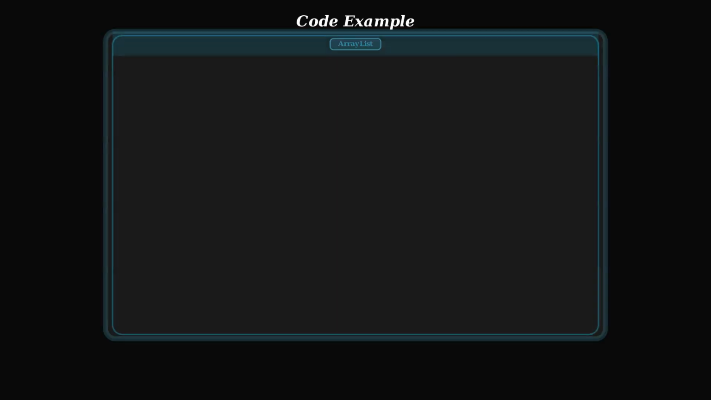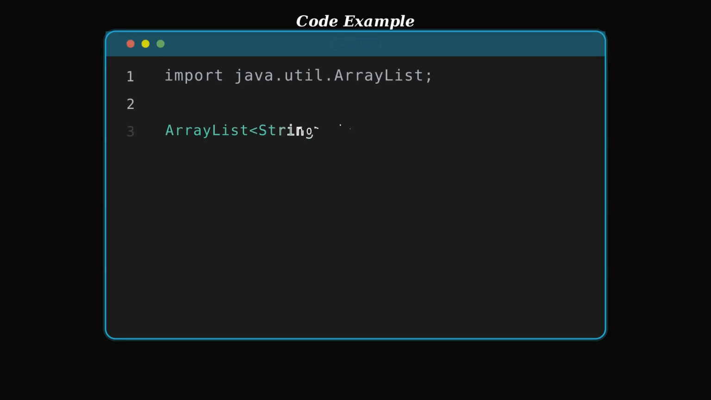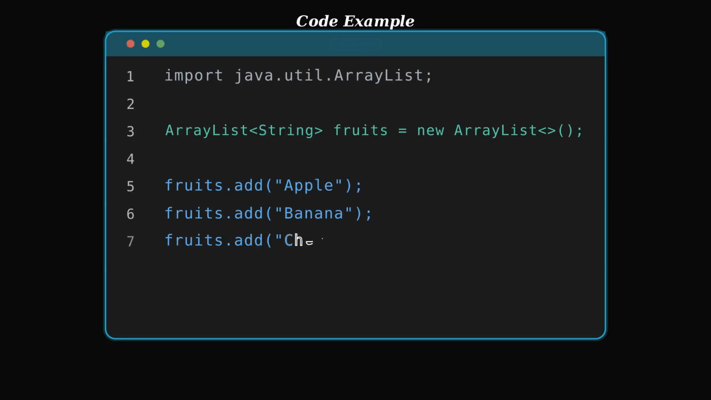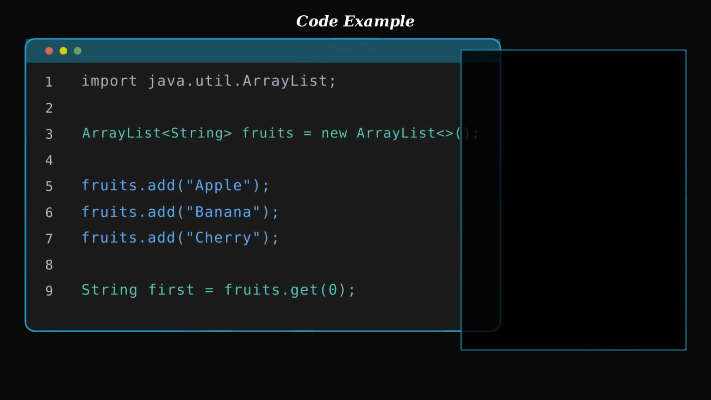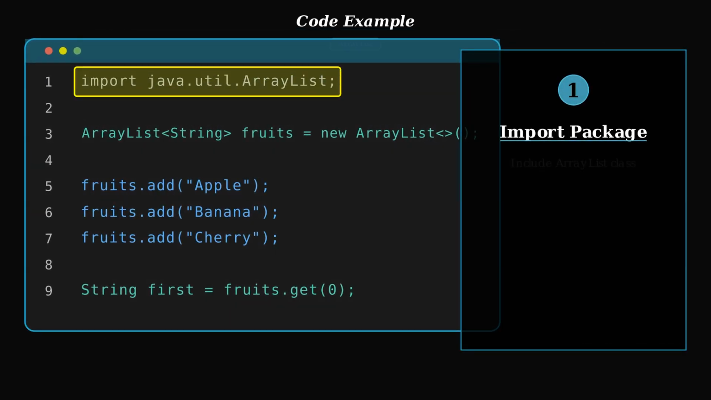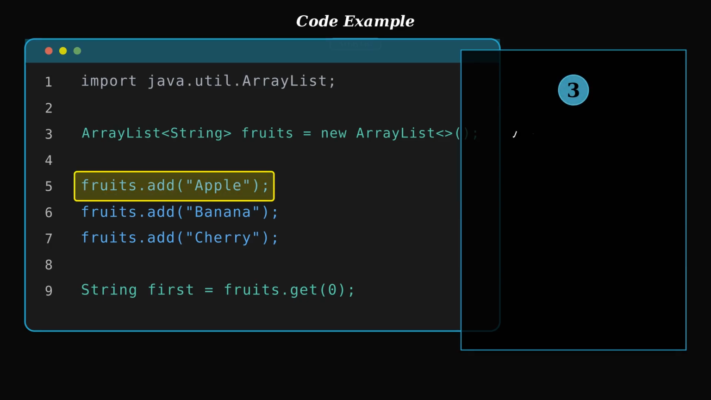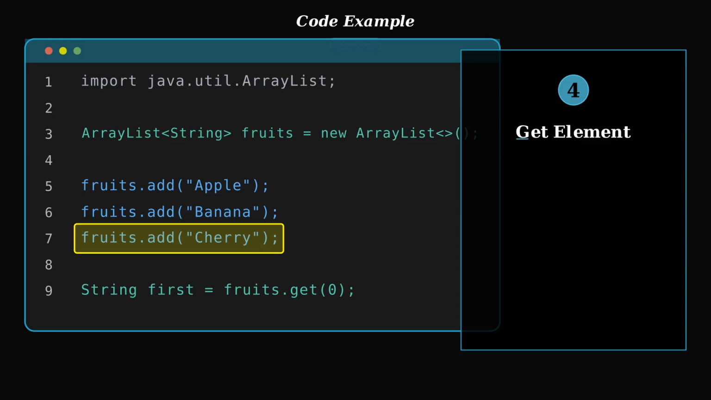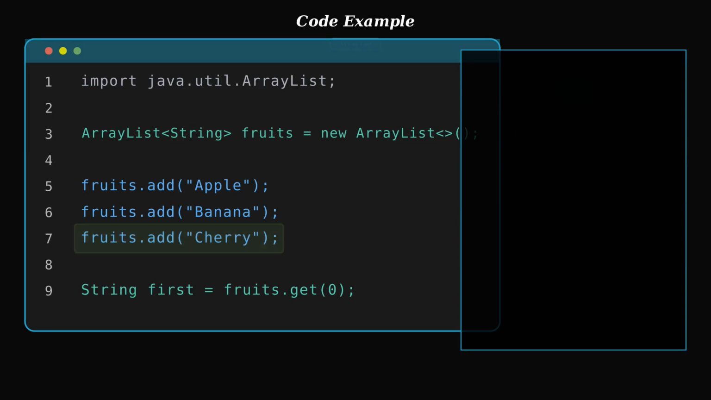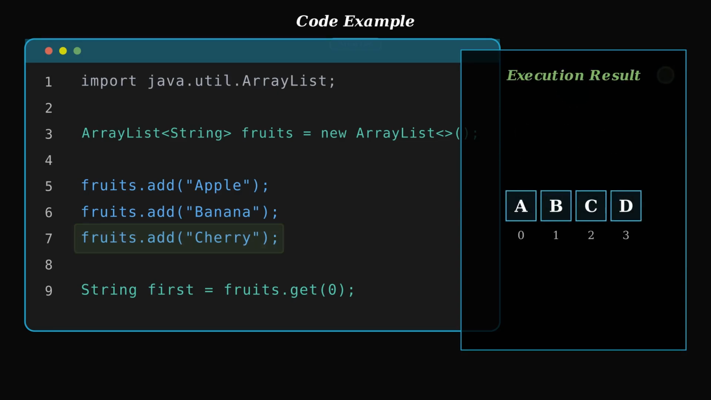Let's see how to implement ArrayList in code. Here is the implementation. Import package: include the ArrayList class. Create ArrayList: initialize an empty list. Add element: insert apple at the end. Get element: retrieve the first item. Now let's see the output of this code.